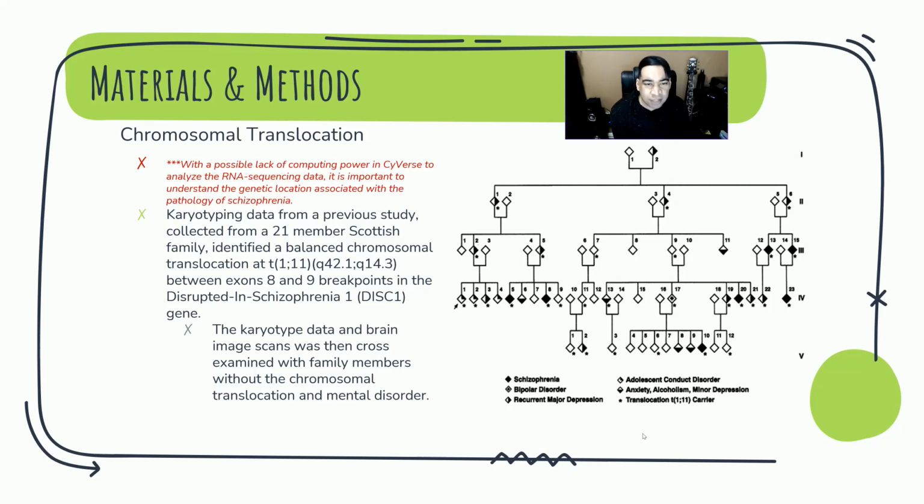As you can see, that's the location area, 1 to 11. And the Q42.1 is referencing the long end of the chromosome. It occurs between exons 8 and 9 breakpoints. This was figured out using karyotyping data, comparing the family members that didn't have it and the ones that did. Usually when there's a balanced chromosomal translocation in that area, there's bipolar disorder, schizophrenia, and other various mental disorders that occur, such as depression.